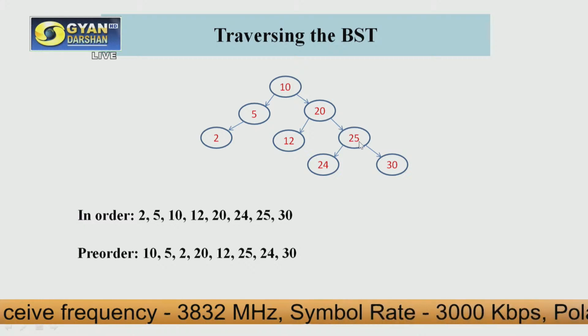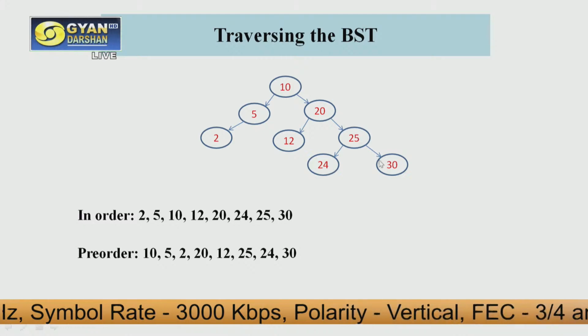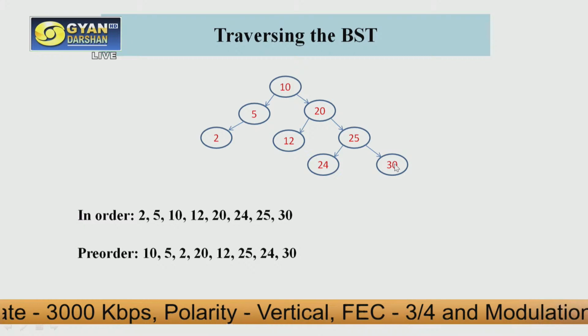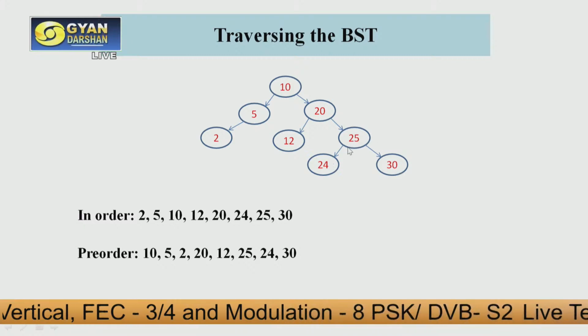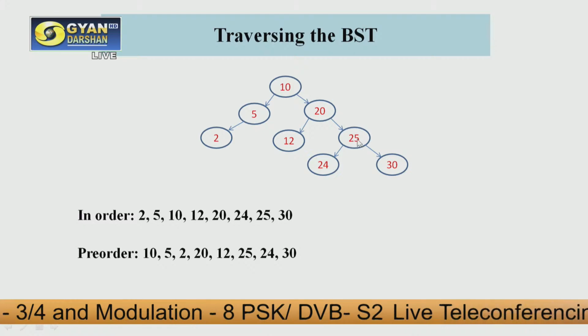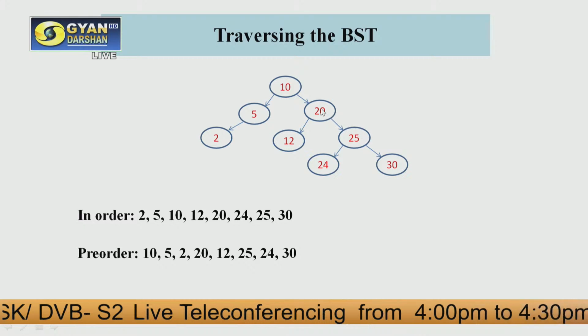So we will reach 25, then 24 will be printed. Then the right child of 25, 30, will be printed. Now all the nodes in the left as well as the right of 25 are printed, so now we can print 25. Then 20 and finally 10.